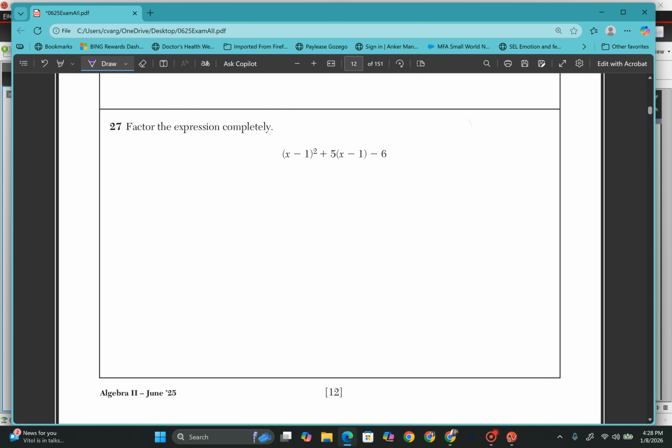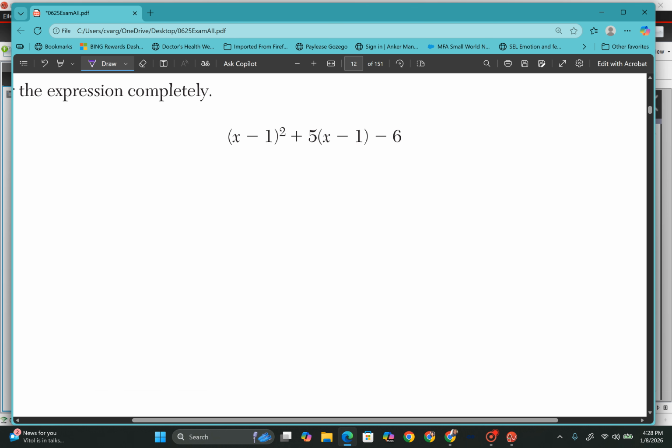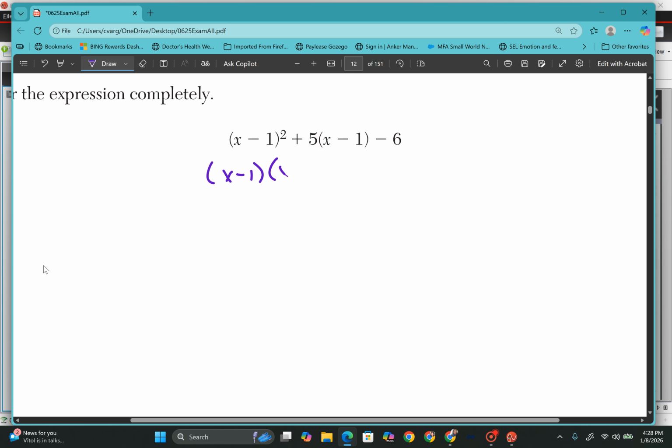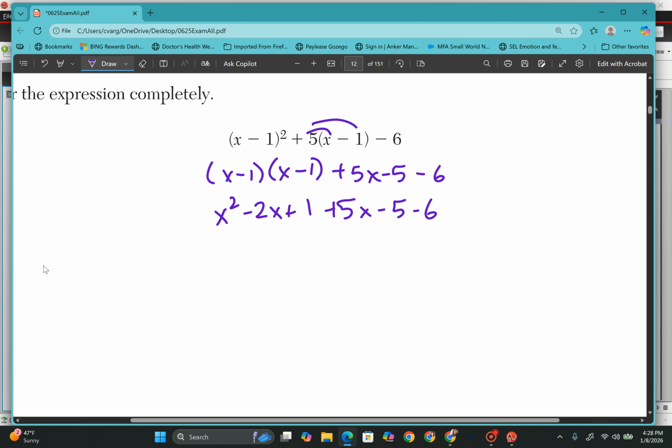Okay. All right, for this one, factor the expression. So we have x minus 1 squared, which again is x minus 1 times x minus 1, plus distribute here. So you get 5x minus 5 minus 6. And we're just factoring this. So we're going to FOIL this again. We get x squared minus 2x plus 1 plus 5x minus 5 minus 6.